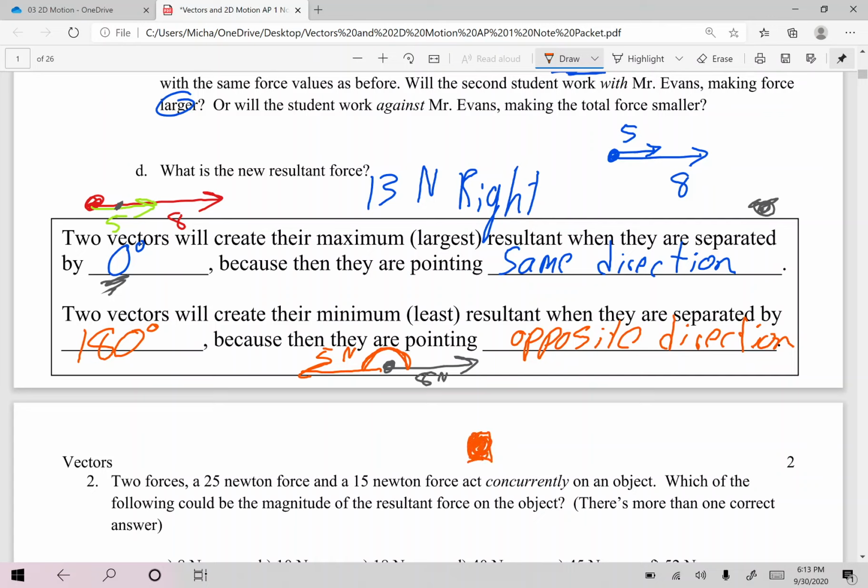All right, I'm hoping you paused the video and gave this a shot. Let's try it out. Two forces, a 25 Newton force and a 15 Newton force, act concurrently on an object.